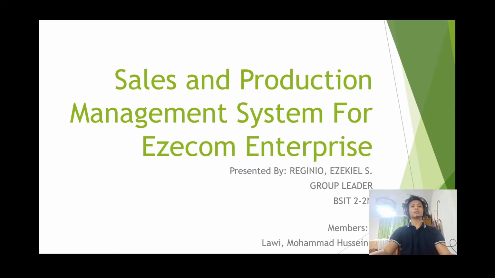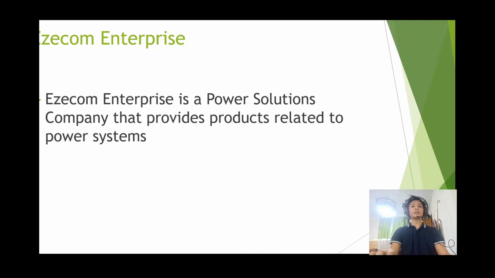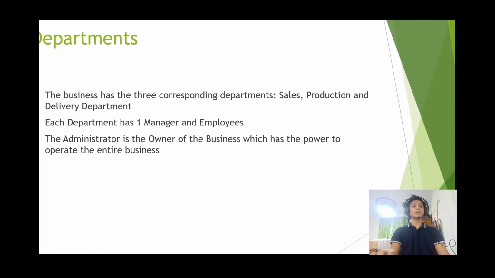Okay, hello and welcome to the presentation of Sales and Production Management System for Ezecom Enterprise. Ezecom Enterprise is a power solutions company that provides products related to power systems. The business has three corresponding departments: sales, production, and delivery department. Each department has one manager and employees. The administrator is the owner of the business, which has the power to operate the entire business.